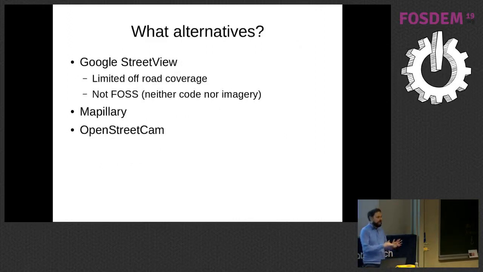But before I talk about the technical details of how it's now working, I just want to cover some of the alternatives that have come on stream since I originally started the project. So Google Street View is the obvious one, but obviously that's not FOSS software at all and has limited off-road coverage. There's Mapillary and OpenStreetCam, so I'll just quickly discuss those two alternatives.